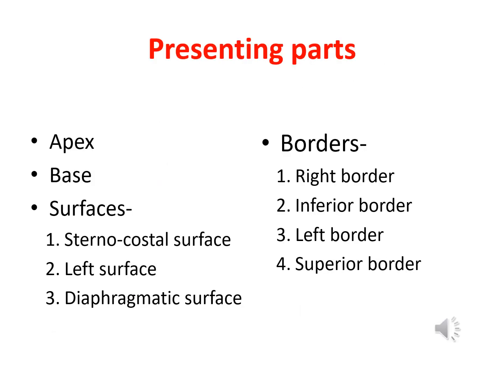The presenting parts of the heart consist of the apex, base, surfaces and borders. Surfaces include three surfaces: sternocostal surface, left surface, and diaphragmatic surface. The borders are the right border, inferior border, left border and superior border.